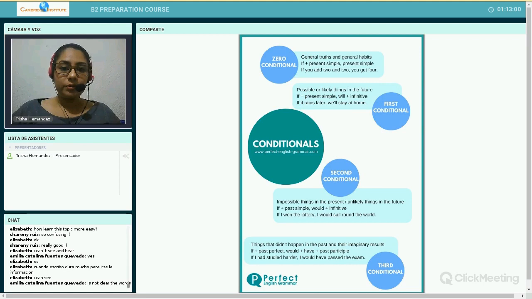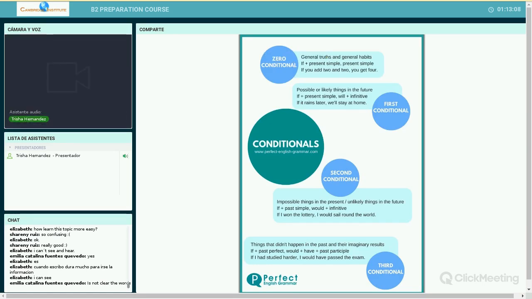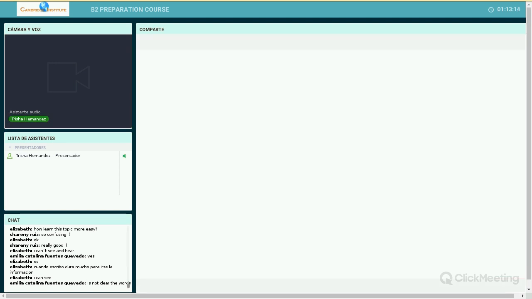It's not clear, the word. Okay. Because of my internet, I have, once again, low signal. Okay, I'm going to show you the board. Here. I don't like the green, so I'm going to use blue. Purple. I'm going to use purple. Like this. Here it is.